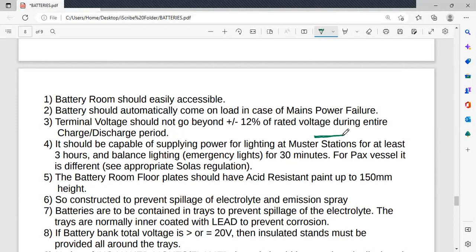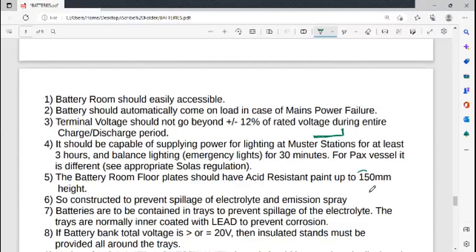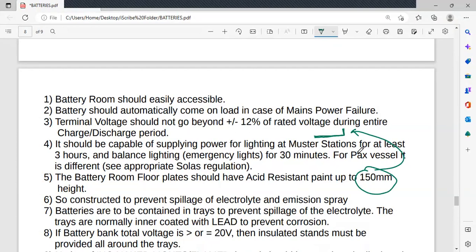So not only acid resistance paint on the deck, what are they talking about this 150 mm height? It is this skirting. In your rooms at home, you have your tiles on the floor, and then from the floor onto the wall, you have a skirting. That same tile is fitted by about 4 to 5 inches from the floor onto the wall. Likewise here, that same acid resistance paint that is on the deck is also painted up to 150.